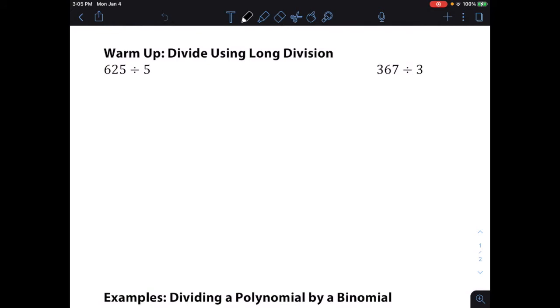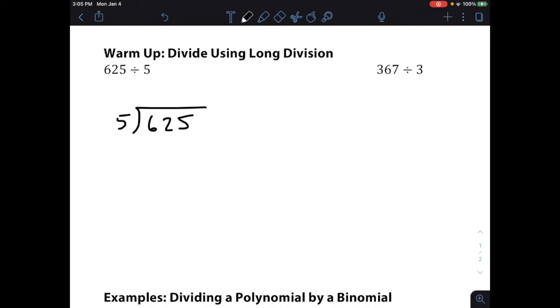So if you want to do this on your own, you could pause the video right now and try it on your own, and then run the video to see if you did them right. So in this first one, we have 625 divided by 5. With long division, we always put what we're dividing by out front. So the 5 is what we're dividing by. And then we're dividing 625.